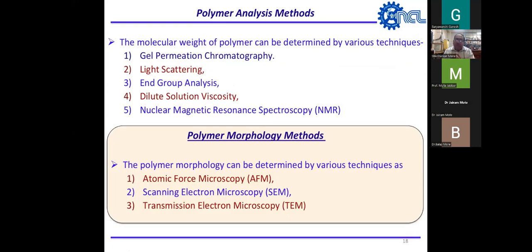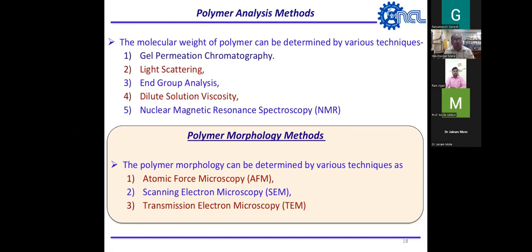So once we make the polymers, what is the next step? Then we need to understand or analyze the polymer materials. Organic molecules we easily characterize with NMR, HPLC, and GC as well as mass or IR. But for polymers, we need the most important technique, which is developed only for polymer analysis, that is gel permeation chromatography. It is the bread and butter of polymer chemistry. Then light scattering and end group analysis, then dilute solution viscosity and NMR as usual.